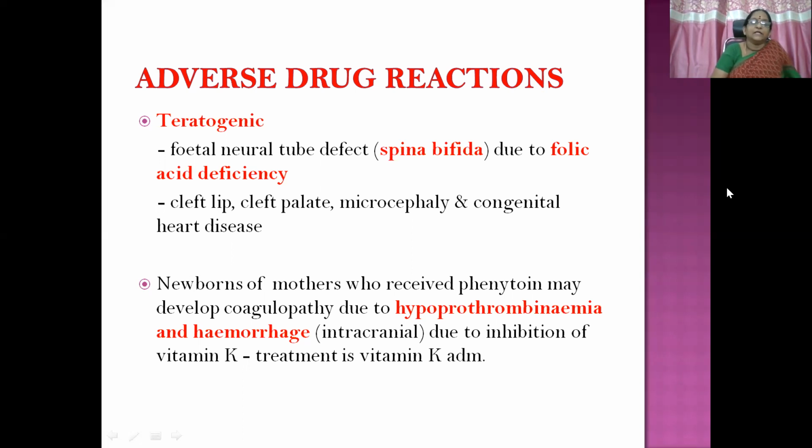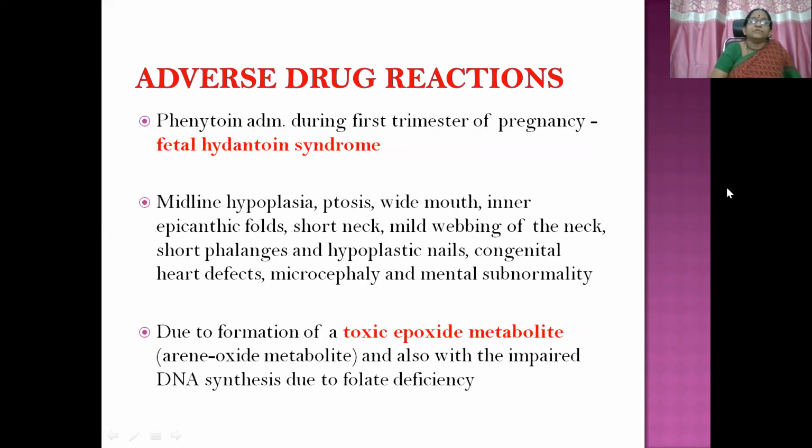That's what we have discussed earlier also, because of inhibition of vitamin K. So we can supplement vitamin K for such people to prevent these kinds of manifestations. So fetal hydantoin syndrome: midline hypoplasia, ptosis, wide mouth, inner epicanthic folds, short neck, mild webbing of the neck, short phalanges, hypoplastic nails, congenital heart defects, microcephaly, and mental subnormality. Okay, so congenital heart defects and hypoplastic features are the main things in fetal hydantoin syndrome.